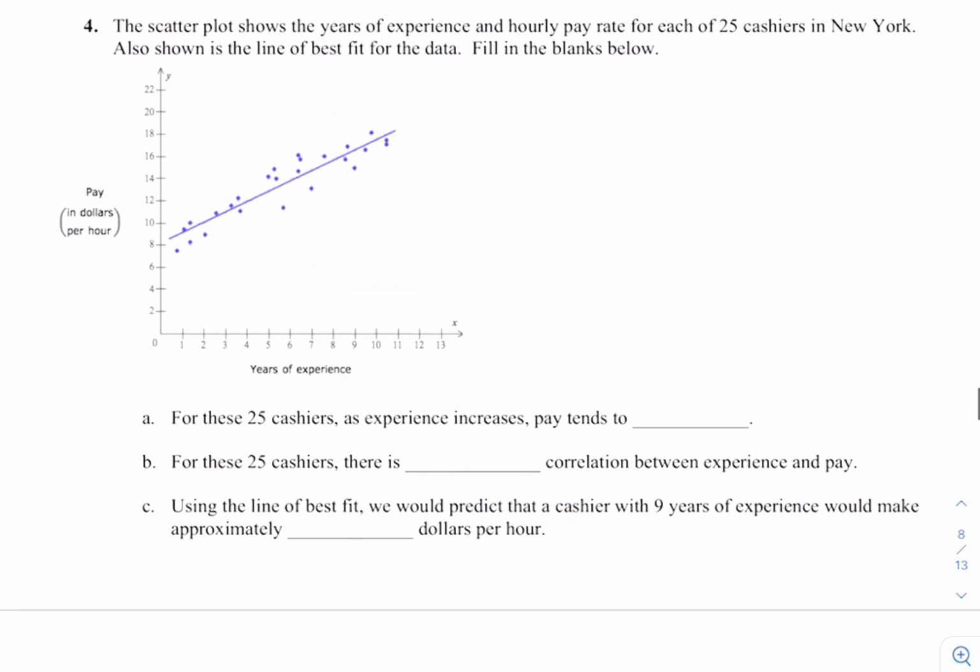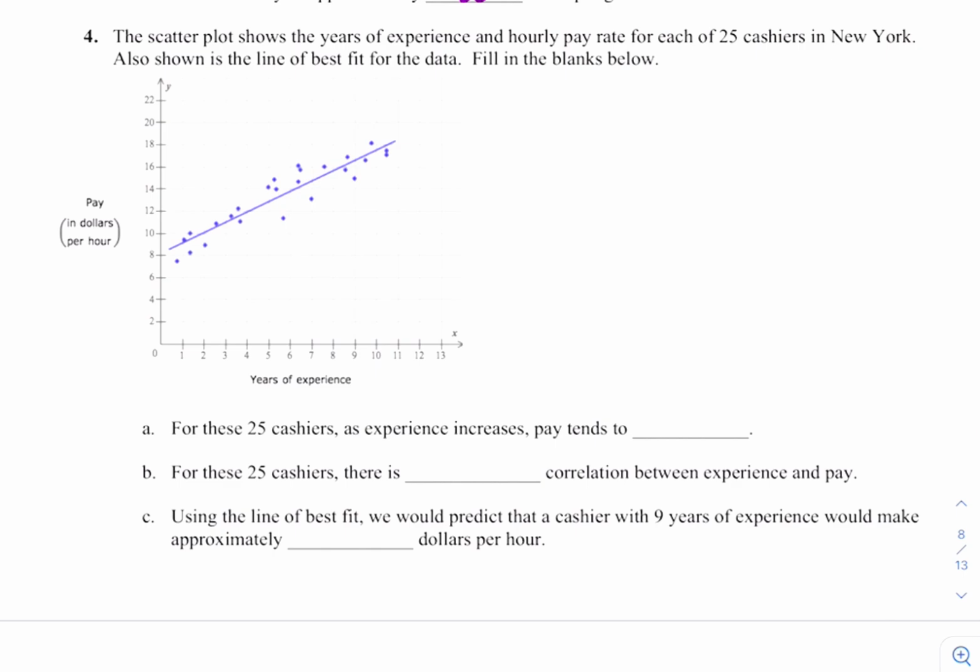All right, so again, go ahead and pause our video and then answer our next set of questions. So we are comparing our years of experience to pay. So it looks like as our years of experience increases, so should our pay, which is the answer to our first question. So as experience increases, pay tends to increase. And for our cashiers, there is blank correlation between experience and pay. So since our line is going up, this is going to be positive.